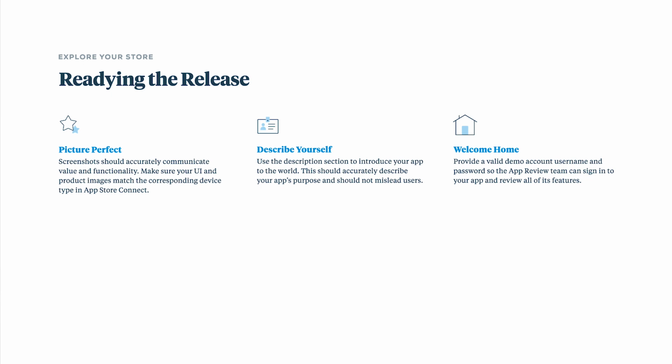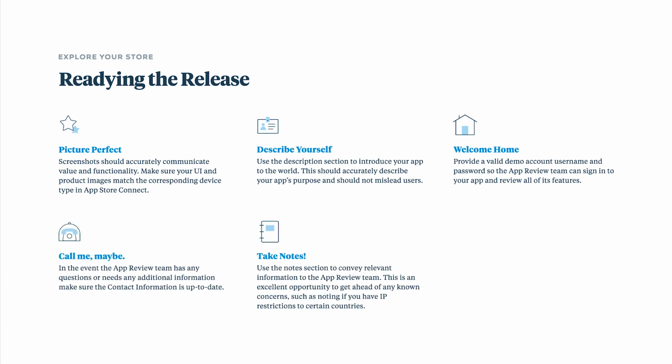Next, take a close look at your app review information section. This is information that goes directly to the reviewer and is an opportunity for you to get ahead of any known concerns, such as providing any required login information or contact information in case the app review team needs to reach you, or even special review notes such as having IP restrictions to certain countries. You can also provide documentation and demo videos to the reviewer. Give the reviewer as much relevant information up front to help expedite the review process.